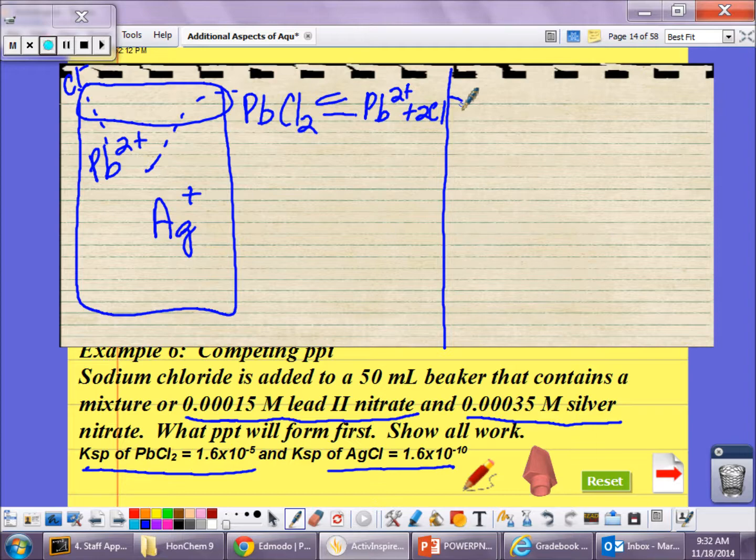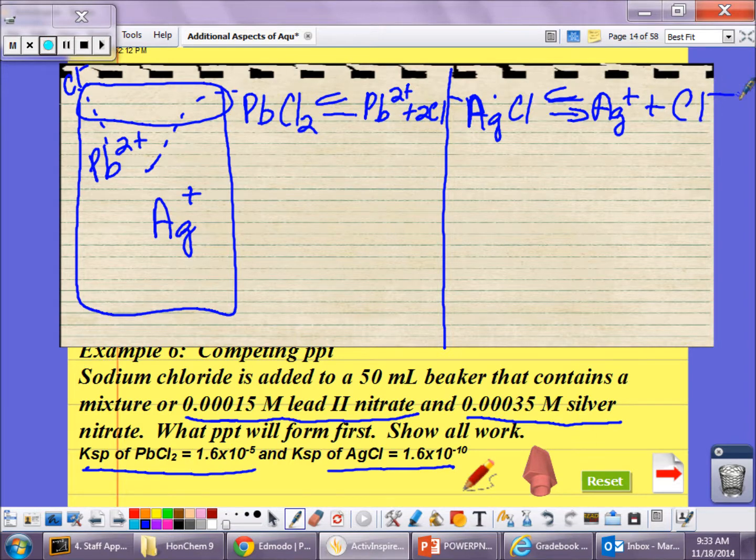Okay, and then the other precipitate that can be formed is what? Silver chloride, AgCl. Okay, we have AgCl. This is a solid, a precipitate, in equilibrium with silver ion and chloride ion.